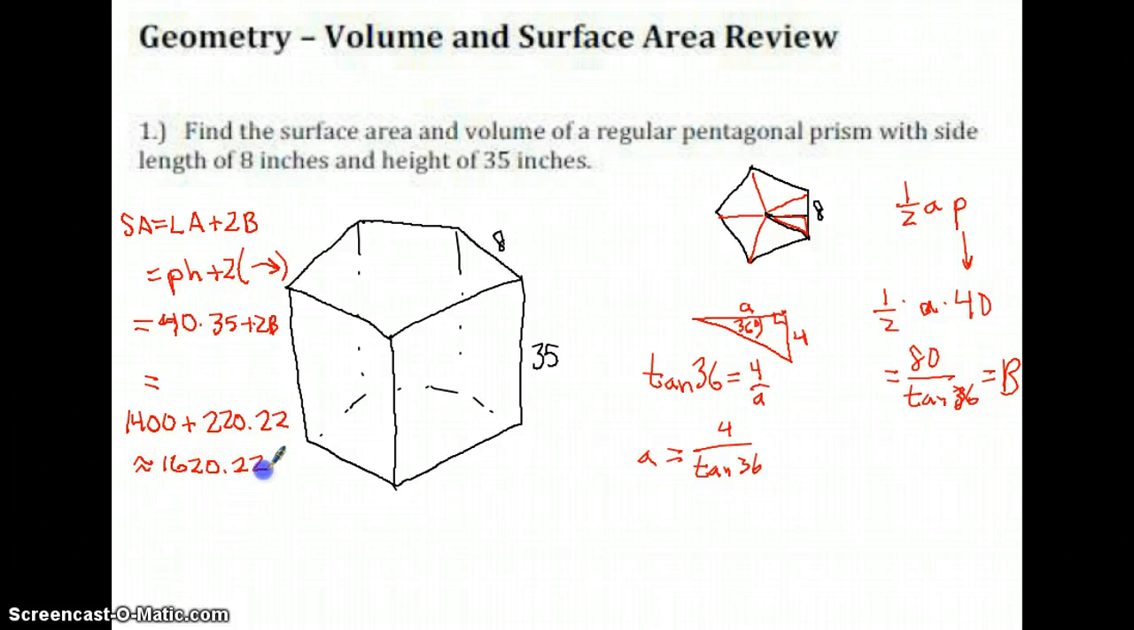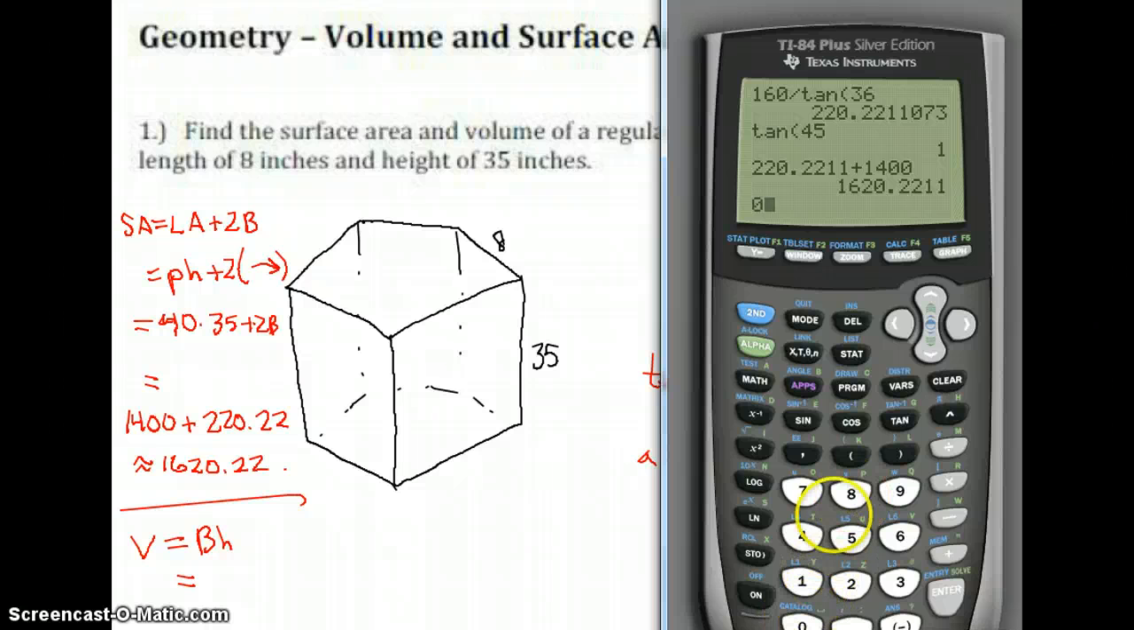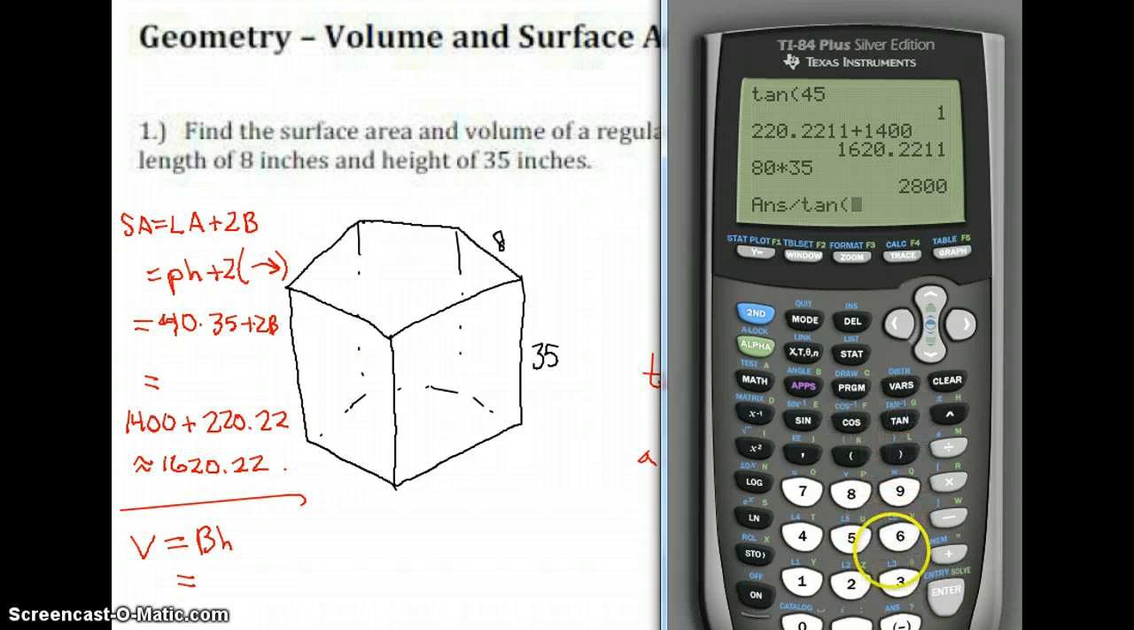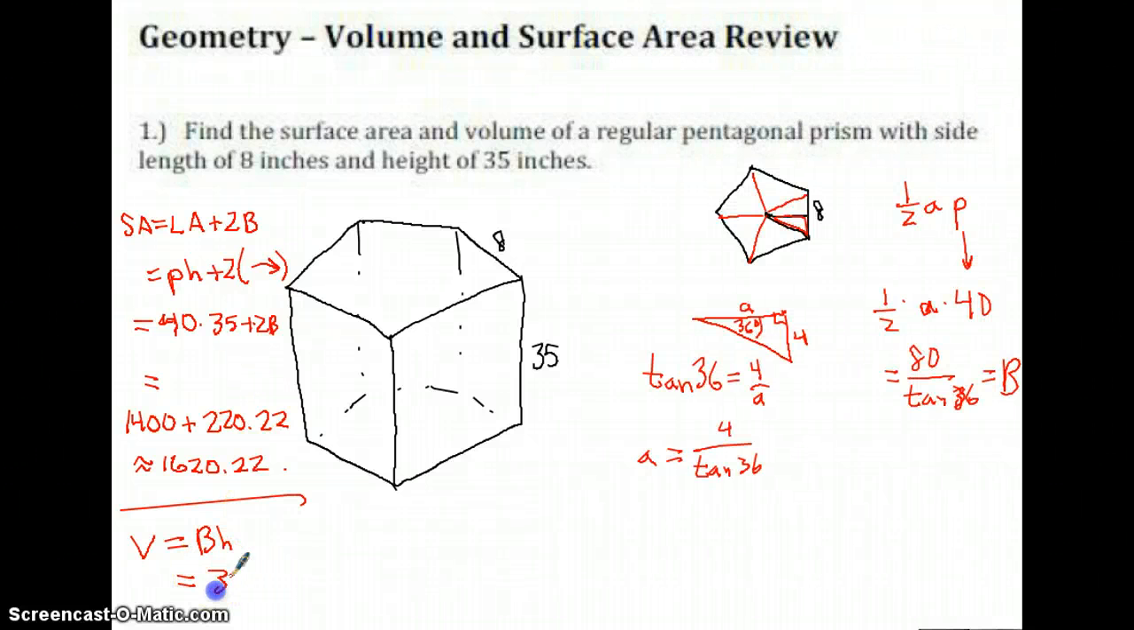Well, that was fun. Volume is going to be extremely easy at this point. Volume is just area of the base times the height. Area of the base is that. So height is 35, so I go 80 times 35. What is going on with the numbers? Really? Hello? I hope you saw my click. I did it. 80 times 35. You can probably hear my clicking. It's 2800 divided by the tangent of 36. And I get 3853.87.